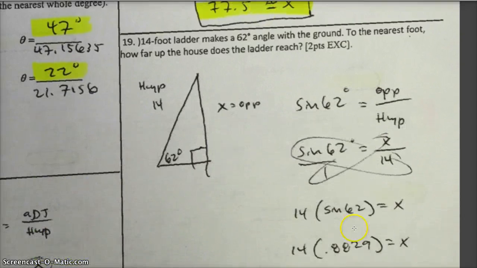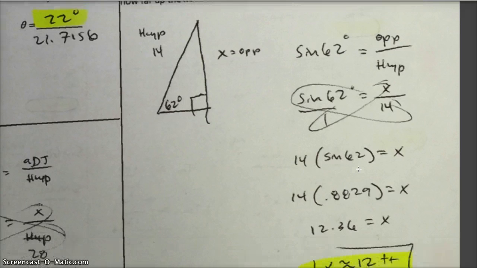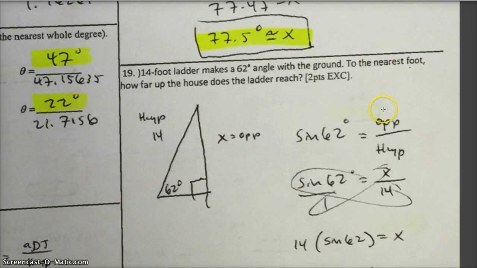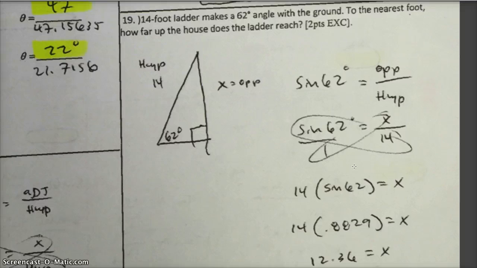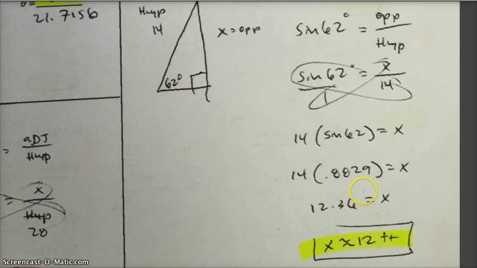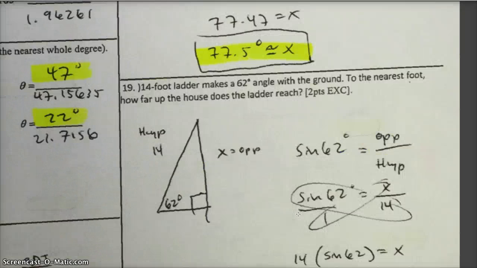Question number 19. A 14-foot ladder makes a 62-degree angle with the ground. To the nearest foot, how far up the house does the ladder reach? So here, label your sides. You'll use sine, cross multiply. Here it says to the nearest foot, so that's a whole number. Once you cross multiply, you get approximately 12 feet. That side was worth 22 points.